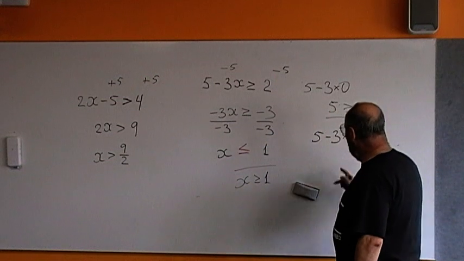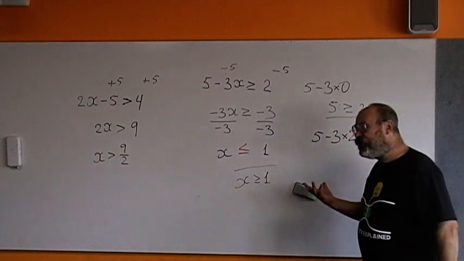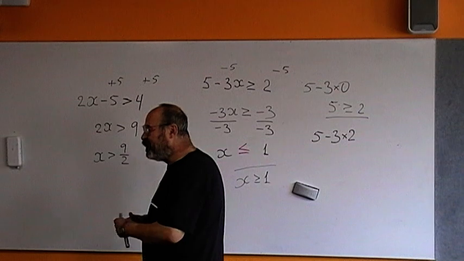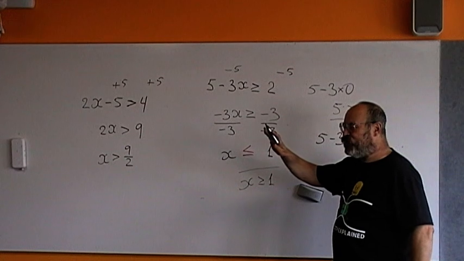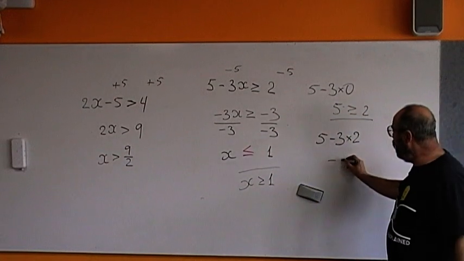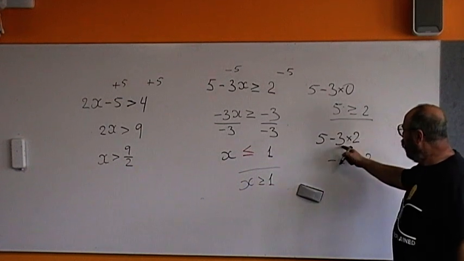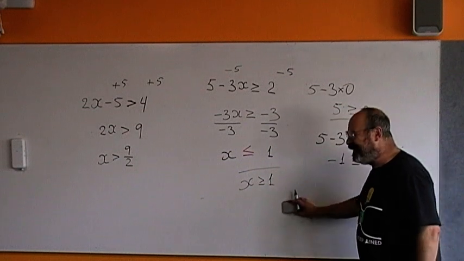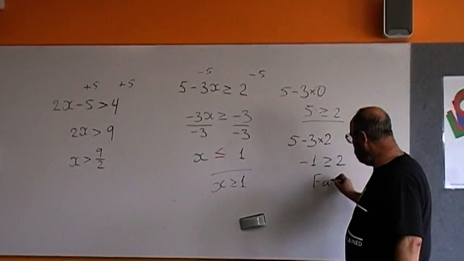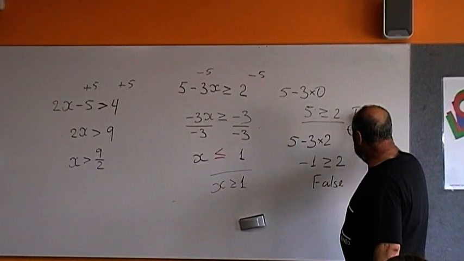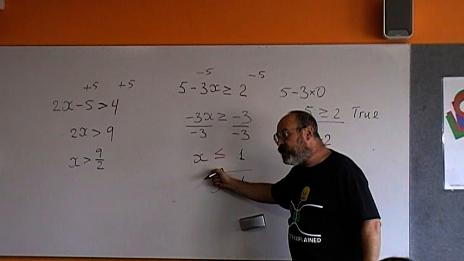So 5 minus 6 is negative 1. Is negative 1 greater or equal to 2? No. So the original one was true, but this one was false. So we have to flip, otherwise we will get a false statement.